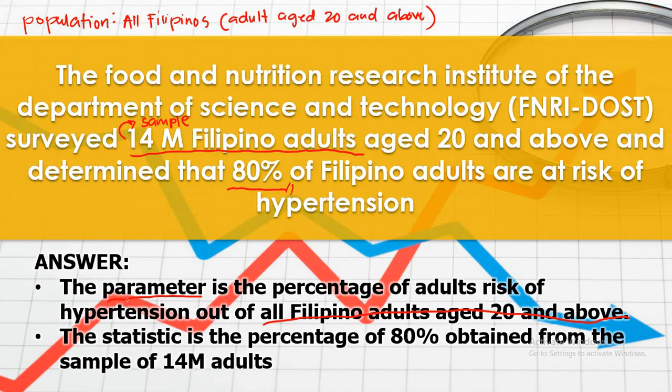So notice here that the parameter has no explicit number given, but it is only described through percentage. We know that percentage will be having a corresponding number later on. For the statistics, it's 80%. It's given, obtained from the sample of 14 million adults. And that is how you identify parameter and statistics.